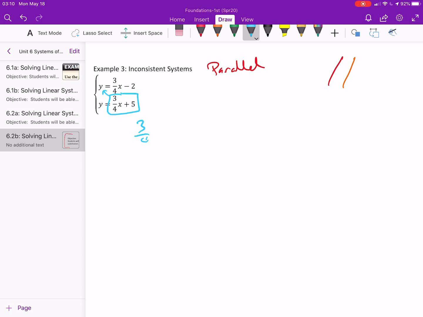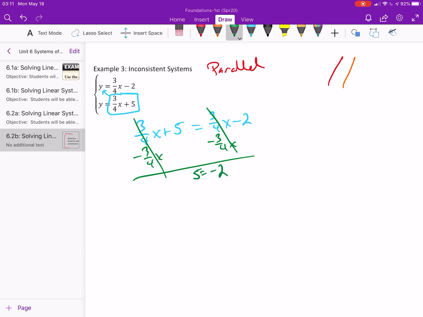So I'm going to get 3/4 x plus 5 is equal to 3/4 x minus 2. And so we'll subtract the 3/4 x from both sides to get them on the same side. This cancels, but this also cancels. And so I'm going to get that 5 is equal to negative 2. The variables all went away again. And again, if the variables all go away and all I've got is a number equals a number, I judge the statement as being true or false at that point. This is a false statement.